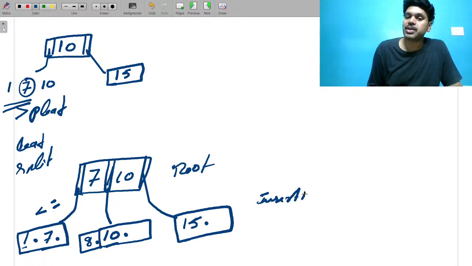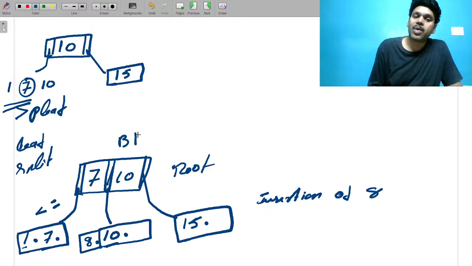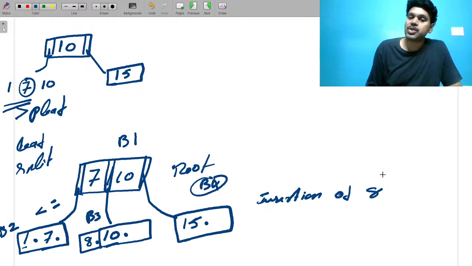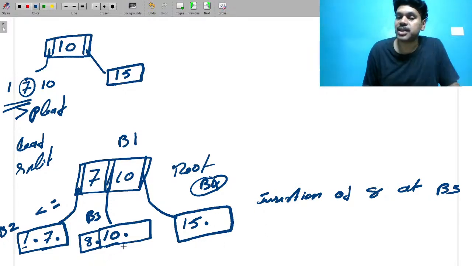So insertion of 8. This is your block 1. This is your block 2. This is your block 3. This is your block 4. So insertion of 8 is done at block 3 only. No doubt, because I can send 2 keys into that.